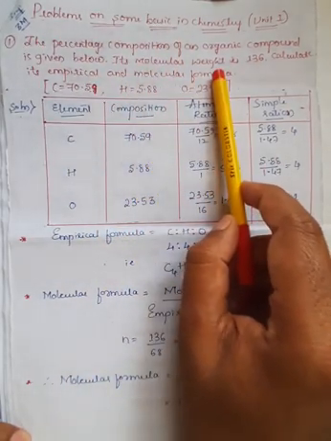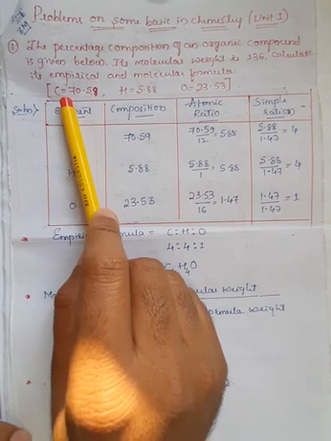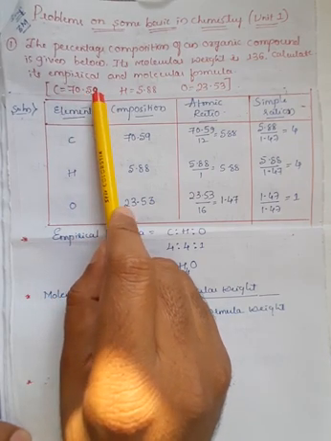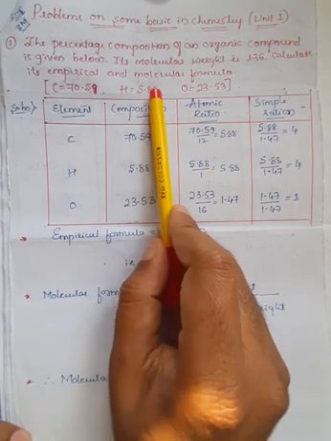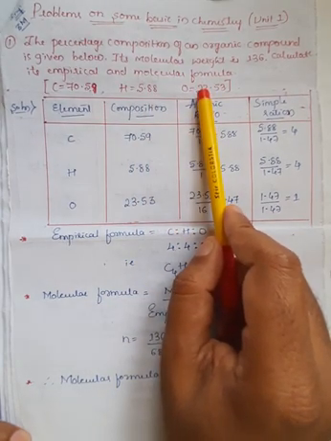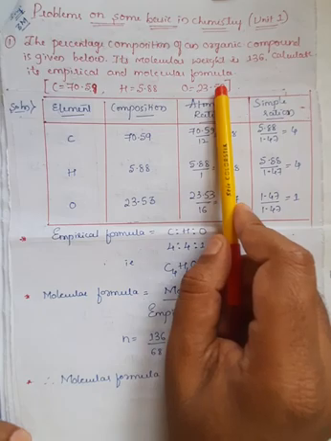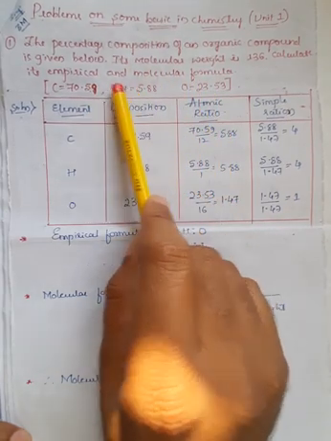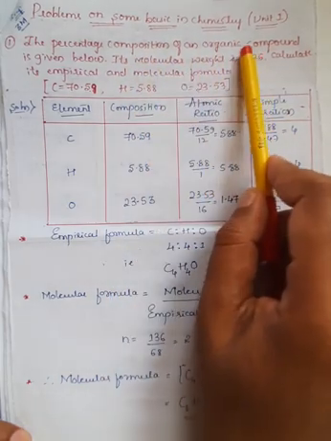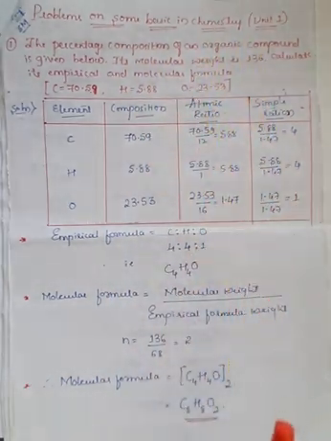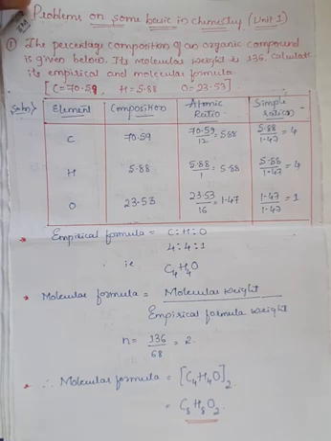And they have given the composition: carbon is 70.59 grams, hydrogen is 5.88 grams, and oxygen is 23.53 grams, right? So these are the three different values with which the organic compound is formed, and its overall molecular weight is 136, right? And we already know the formulas for the calculation of the empirical formula as well as the molecular formula, right? So here we'll start solving the problem.